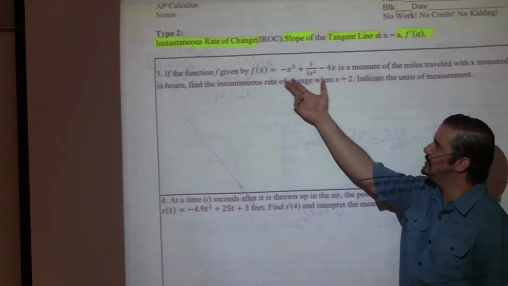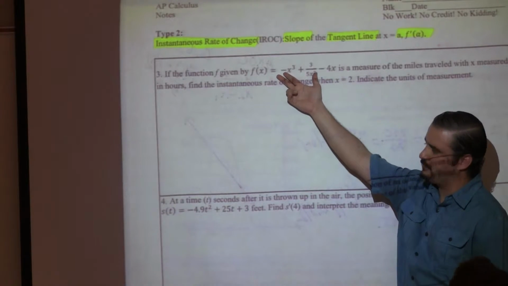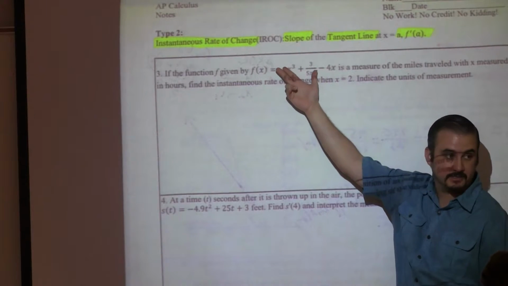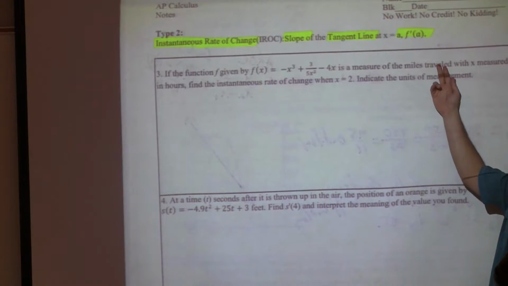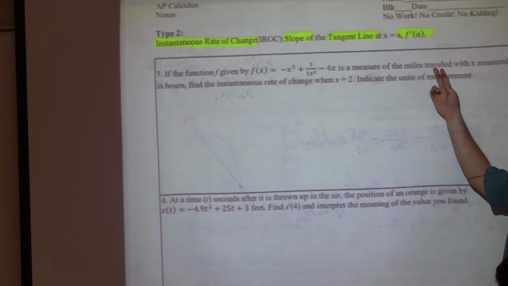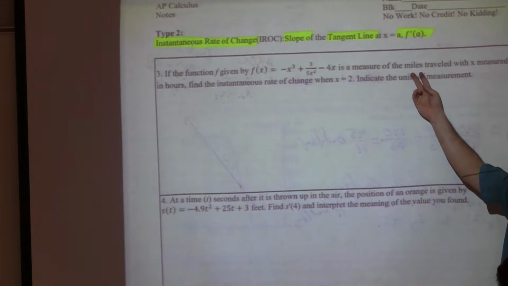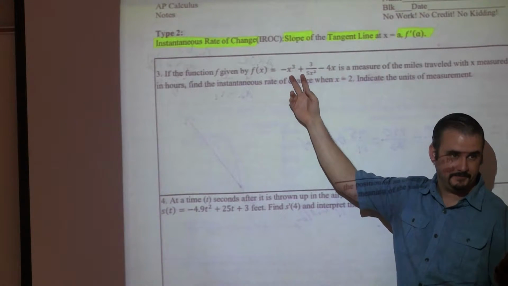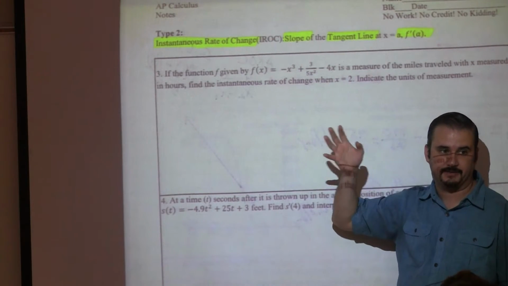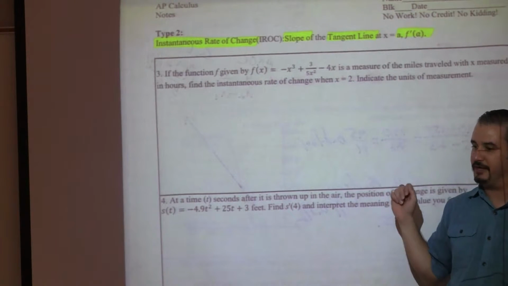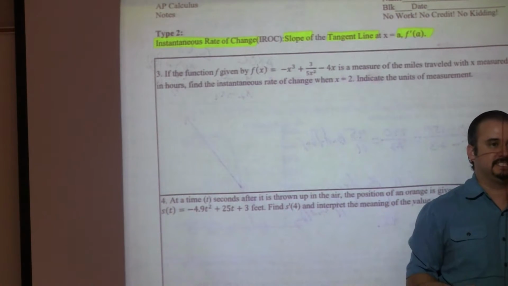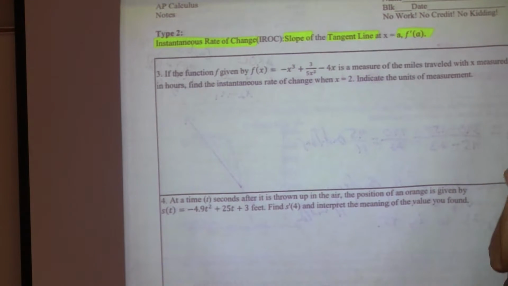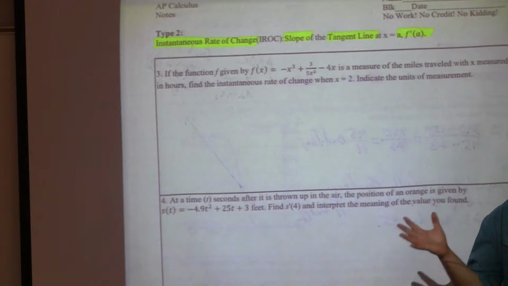Okay, so what does this equation tell us? If I plugged in an x, what would it tell us? So the measure of the miles traveled, right? Okay, not per hour. This is just going to give me the number of miles traveled. It's not a rate. It just spits out how many miles you traveled. So if I plug in 5, it tells me how many miles I traveled in 5 hours.